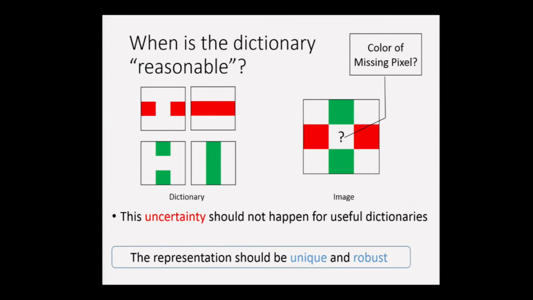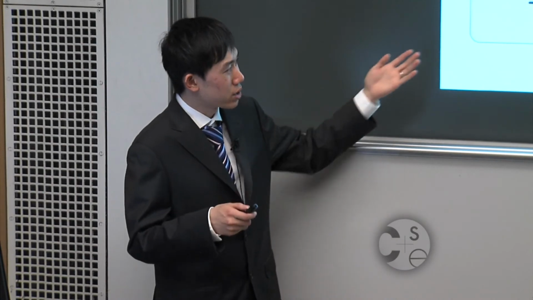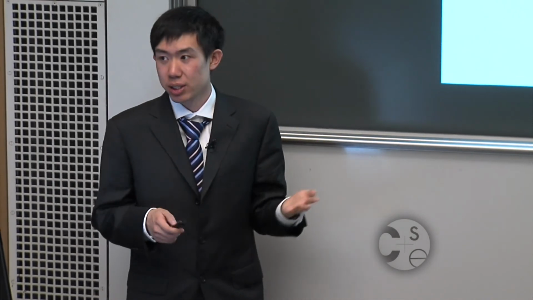So one idea to prevent this from happening is to make sure the sparse representation for images is unique and robust. By robust, I just mean if I change a small number of pixels, at least what dictionary elements I'm using to represent this image should be stable. So what are the kinds of dictionaries where we can make sure the representation is unique and robust? Luckily, that's a well-studied problem in the compressed sensing literature.